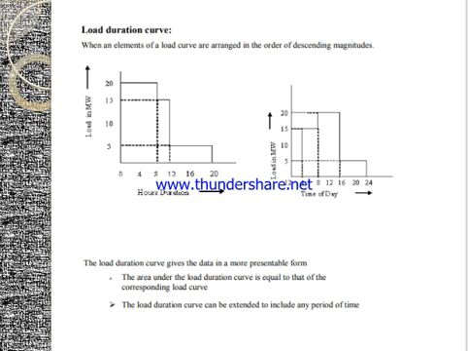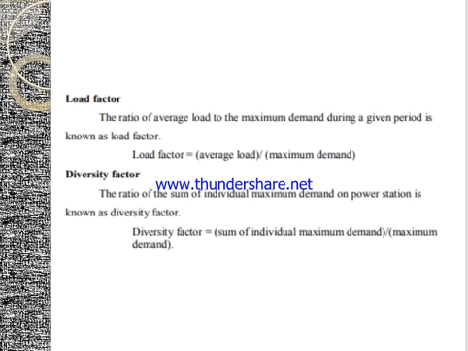In the load curve, for example, at 8 p.m., what is the electricity consumption? We can see that directly. So based upon the load curve, generation at that particular time can be determined. Based on the load duration curve, we can find out the level of electricity generation which has to be made. The load duration curve can be extended to include any period of time, but not the load curve. It should be a 24 hour period.